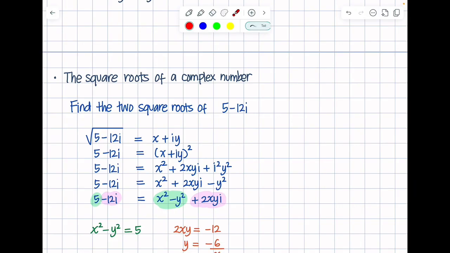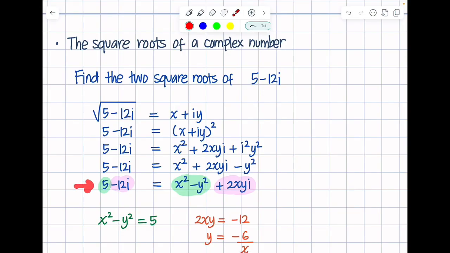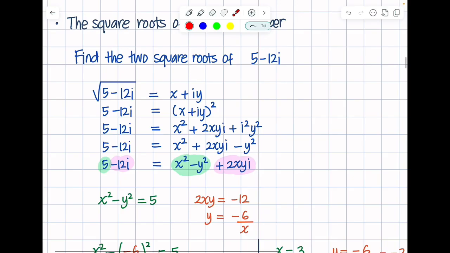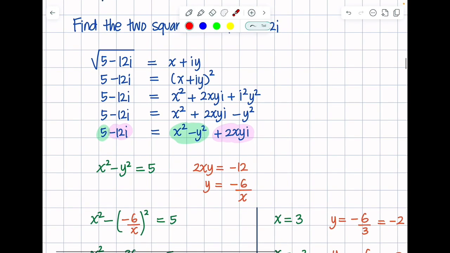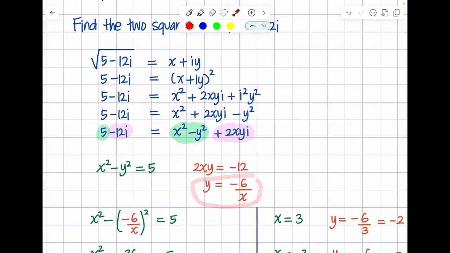Square both sides, and then we get 5 minus 12i equals x squared minus y squared plus 2xyi. We equate the real parts from the left hand side and the right hand side, so we get x squared minus y squared equals 5, and then the imaginary part is -12 from the left hand side and 2xy from the right hand side.